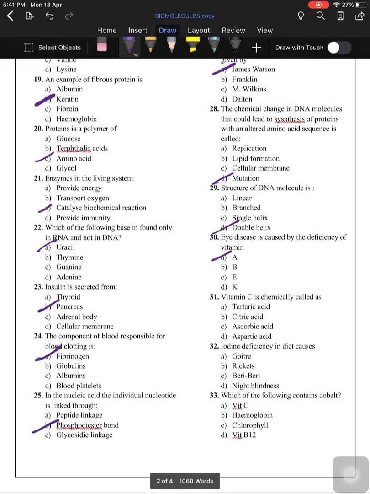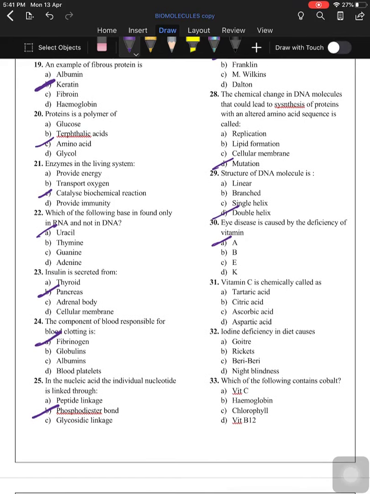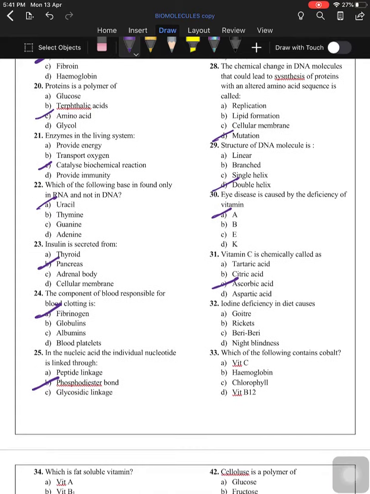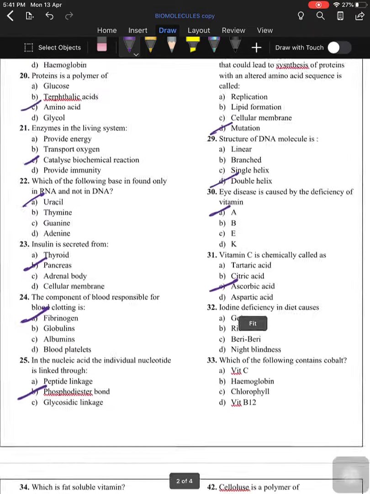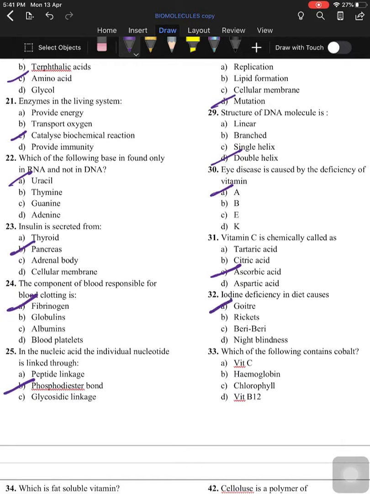Very common. 31st, vitamin C is also called as, what is the chemical name of vitamin C? The vitamin C is also called as ascorbic acid. Then moving on to the 32nd, iodine deficiency in the diet may cause, very simple, a symptom called goiter. Then moving on to the 33rd question, which of the following contains cobalt? Means which of the following has the element as a component.